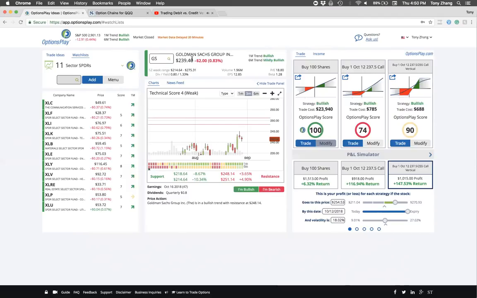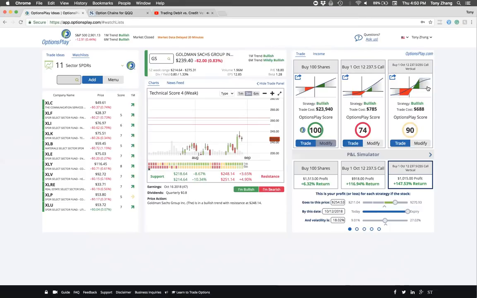So Goldman's trading at around 240 right now. By default, Options Play will always show you three strategies. You'll see buy stock, buy call spread. And the spread here on the right will always be that debit spread. And we've actually optimized it based on those parameters that we told you.